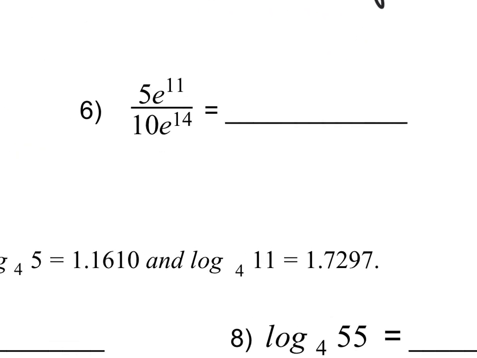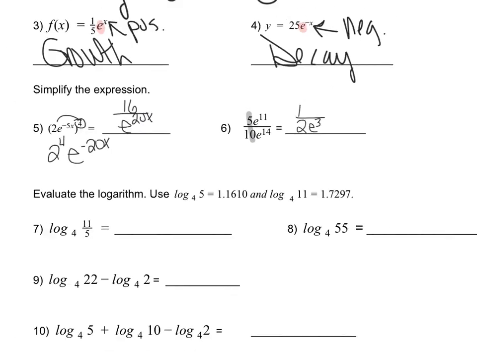On number 6, I'm just going to get a fraction bar here, 5/10. 5/10 there is going to simplify to 1/2. And e to the 11th divided by e to the 14th is e to the negative 3. So to make that exponent positive, I'm going to put that e to the 3rd down in the denominator.